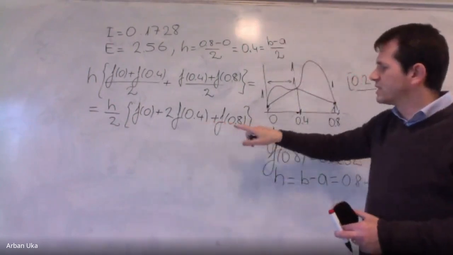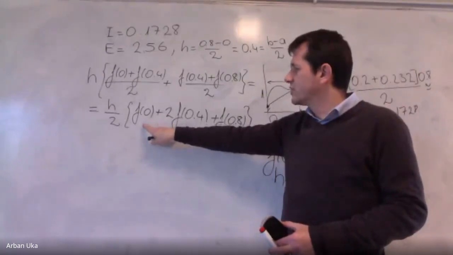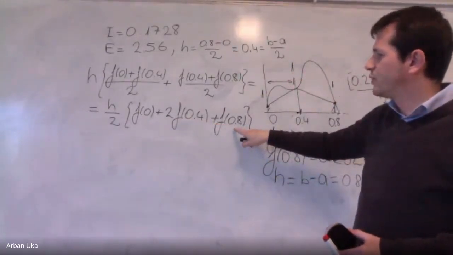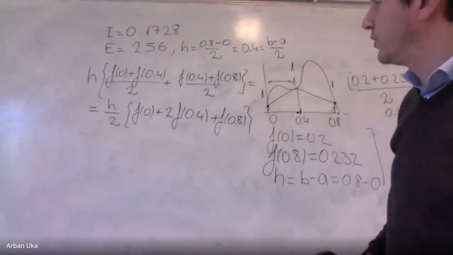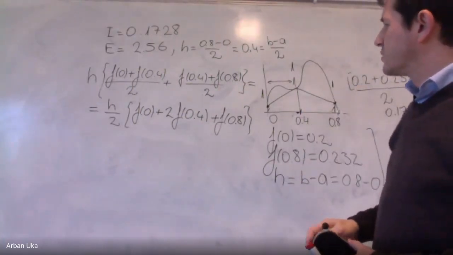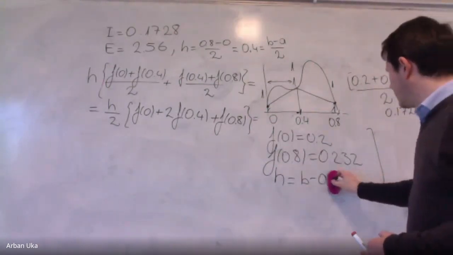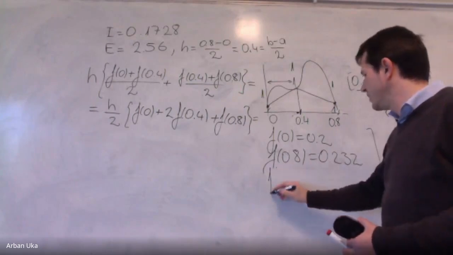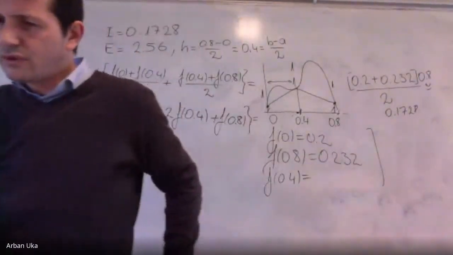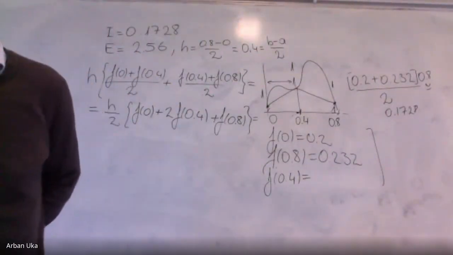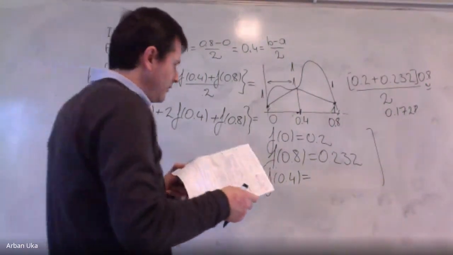What we need to notice is that the function is evaluated just once at the endpoints and twice at any new upcoming point. So we try to evaluate this function again. We have to find out what the value of the function is at 0.4. This is going to be equal to 2.456.